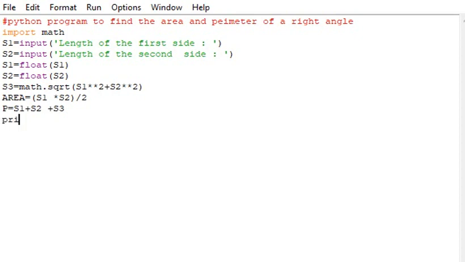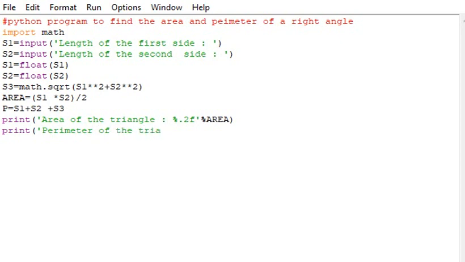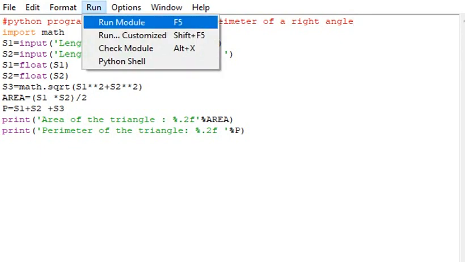Now we can print our result on the screen. Let's print our result, the area of the triangle, and at the same time the perimeter. So it has been done. Let's try to run our program and see what our results are going to be.